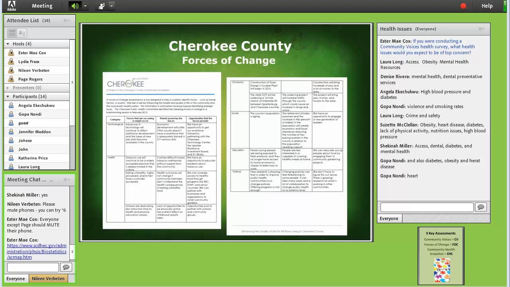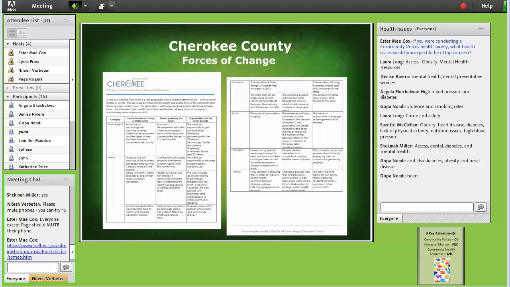In terms of forces of change, I, again, don't expect you to be able to read this, but I just wanted to tell you a little bit about our process. We were able to hire a facilitator, and I think sometimes that's a good thing to be able to get an objective person to do that. And you can't see, but I'll tell you some of the things that came up there.